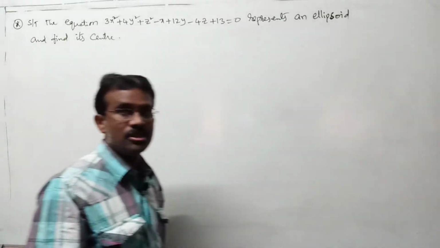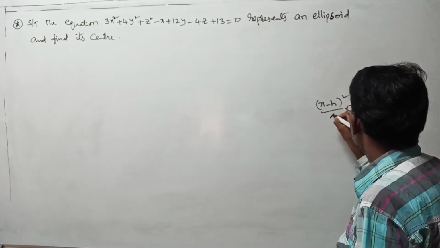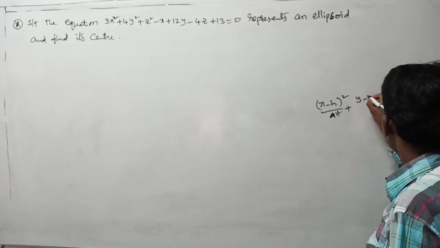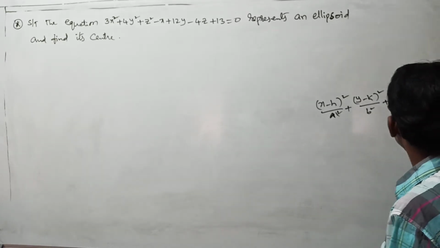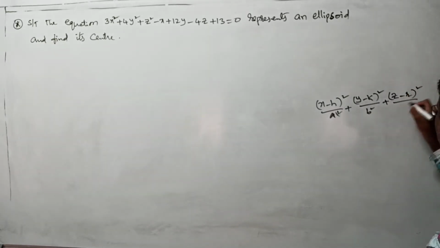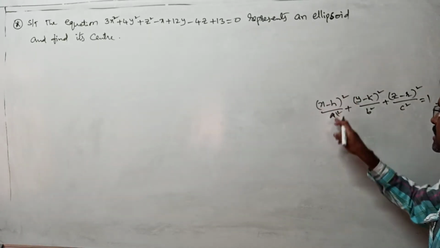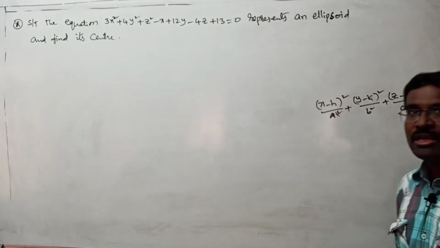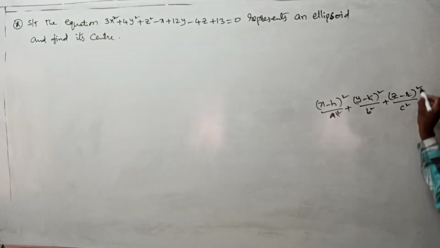But what is the ellipsoid equation? The basic ellipsoid equation is this one: x minus h whole square by a square plus y minus k whole square by b square plus z minus r whole square by c square is equal to 1. But in our chapter we take x square by a square plus y square by b square plus z square by c square equal to 1, because we are talking about central conicoid, meaning the center is at origin 0 0 0. That's why we took it like that. But the basic form is this.